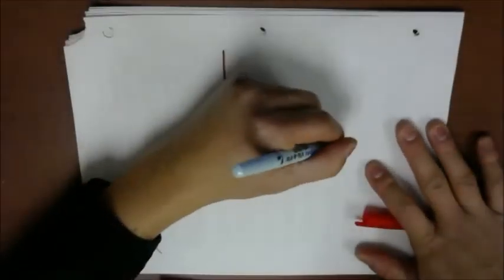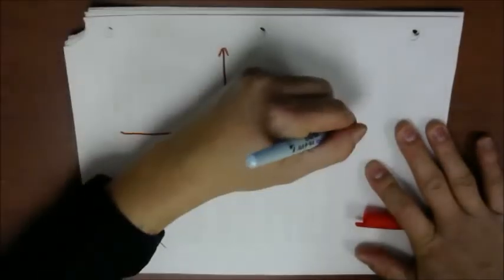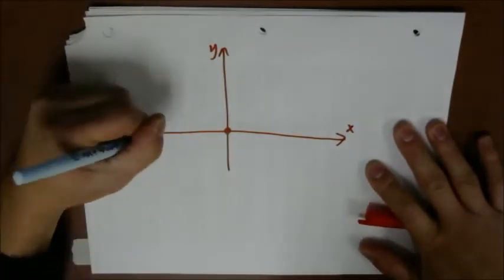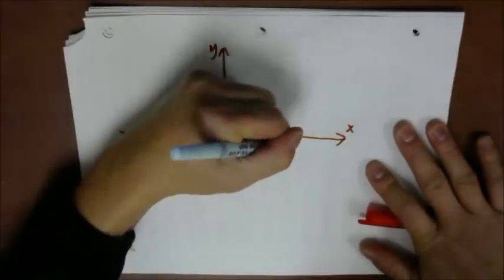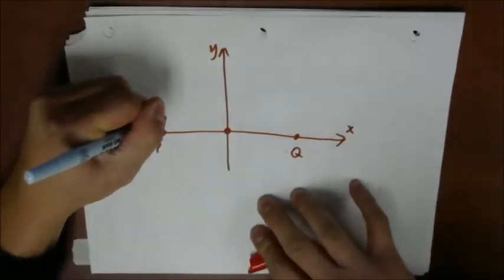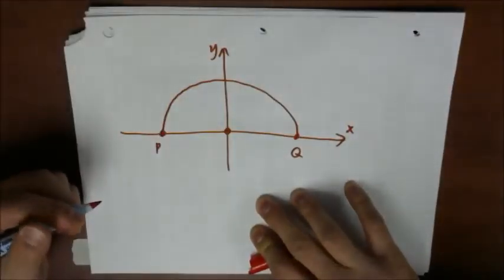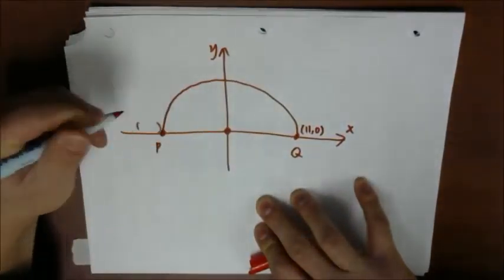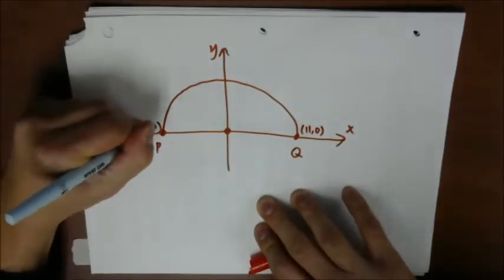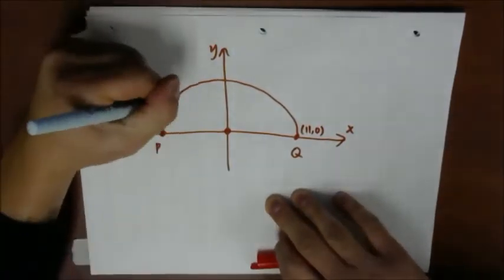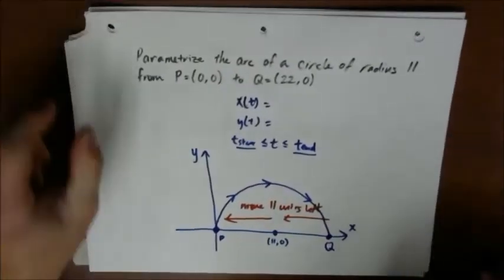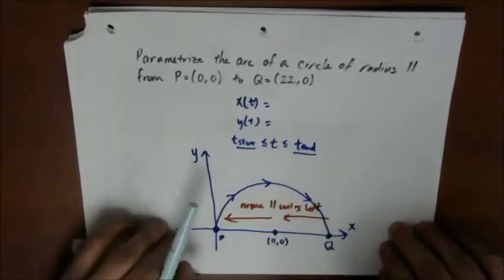If we moved everything over, the picture should look something like this. There's x and y. Now the origin is all of a sudden the center of the circle. Here's the point P, there's the point Q, and here's a half circle of radius 11. Maybe I should label the points. So now the new P and the new Q look like this, and the orientation is still the same as before. Let me bring back the previous page. We have to get something that travels clockwise instead of counterclockwise.